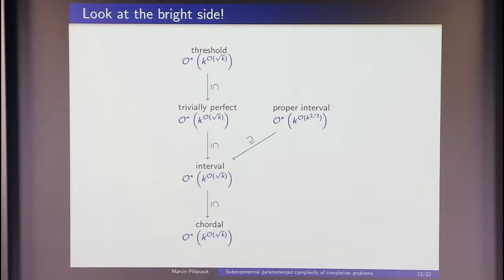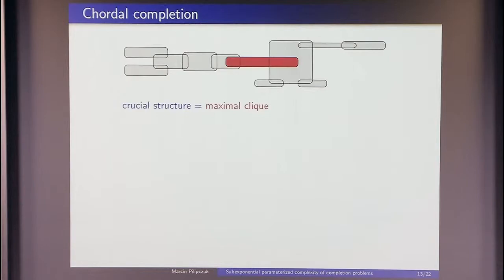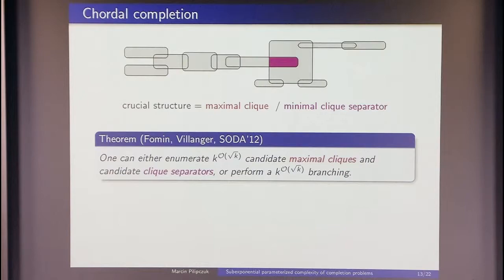Okay, so let's look back at the chordal completion and let's try to make the DP. And as I said, the crucial structure around the DP is the maximal clique here, or the minimal separator, like the intersection of two neighboring maximal cliques in a chordal graph. What they actually do in the paper is say that either there's some very efficient branching step or there's only a sub-exponential number of candidate maximal cliques for the solution graph. Also for clique separators, because you can always take two maximal cliques, intersect them and say this is a candidate clique separator.